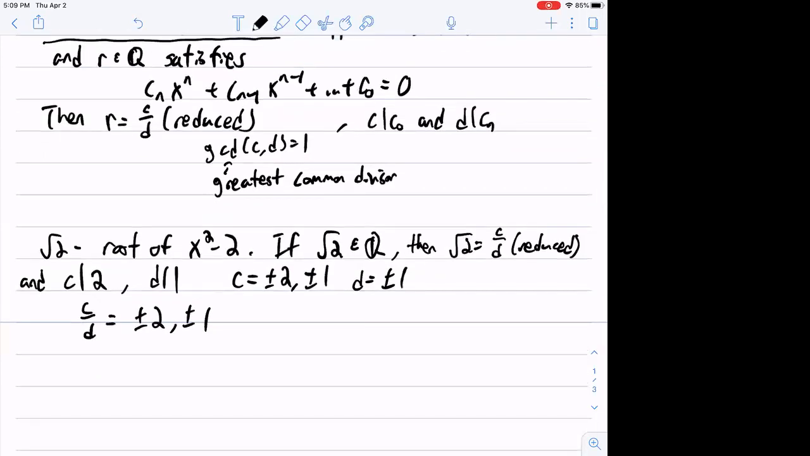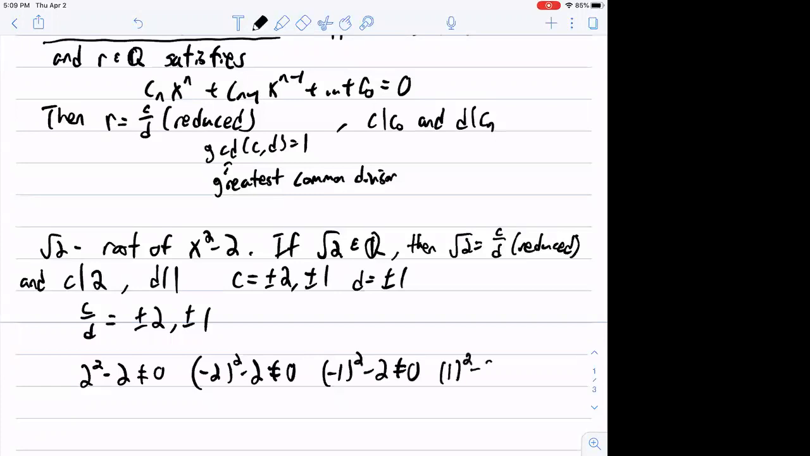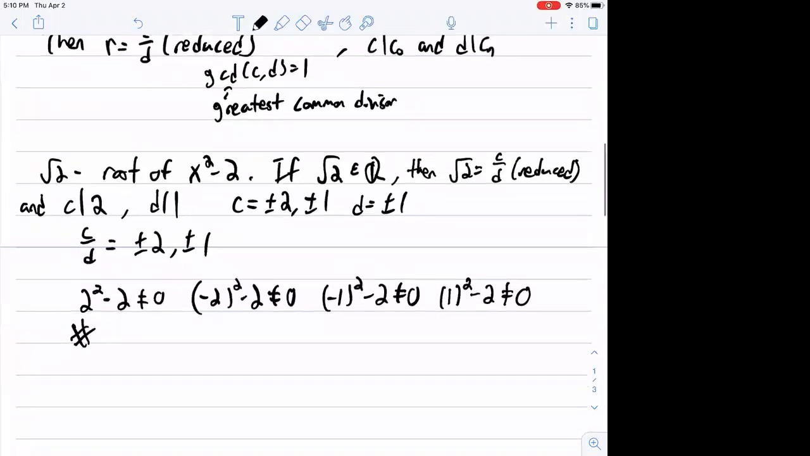2 squared minus 2 is not 0. Negative 2 squared minus 2 is not 0. Negative 1 squared minus 2 is not 0. And 1 squared minus 2 is not 0. So we get a contradiction, because we assumed root 2 was rational, then it has to be either plus or minus 2 or plus or minus 1, but none of these give 0. So root 2 cannot be rational. Root 2 is not in Q.